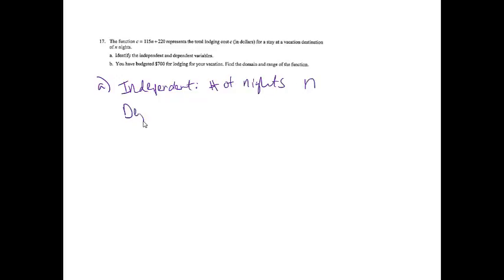Okay, and then the dependent, what depends on that? Well, my cost is going to depend on how many nights I stay. So this is going to be my total cost. And that said the variable was C. Okay, B, you have budgeted $700 for lodging for your vacation. Find the domain and range of the function.